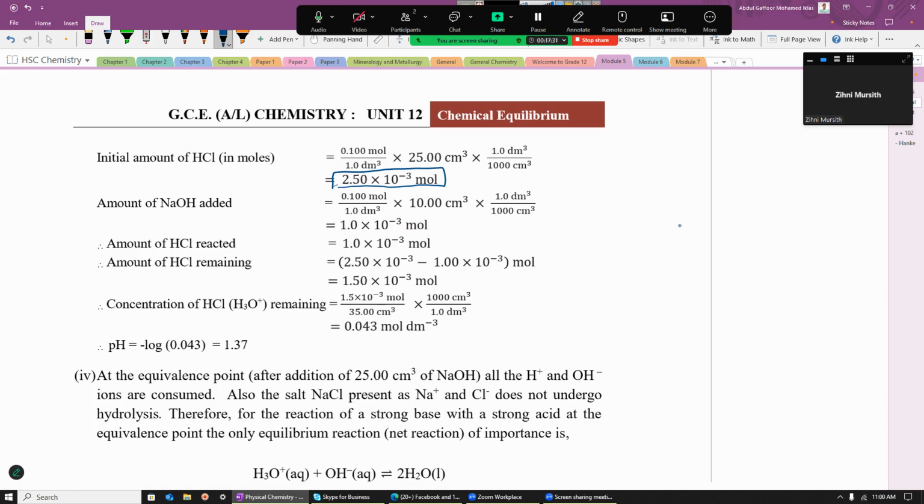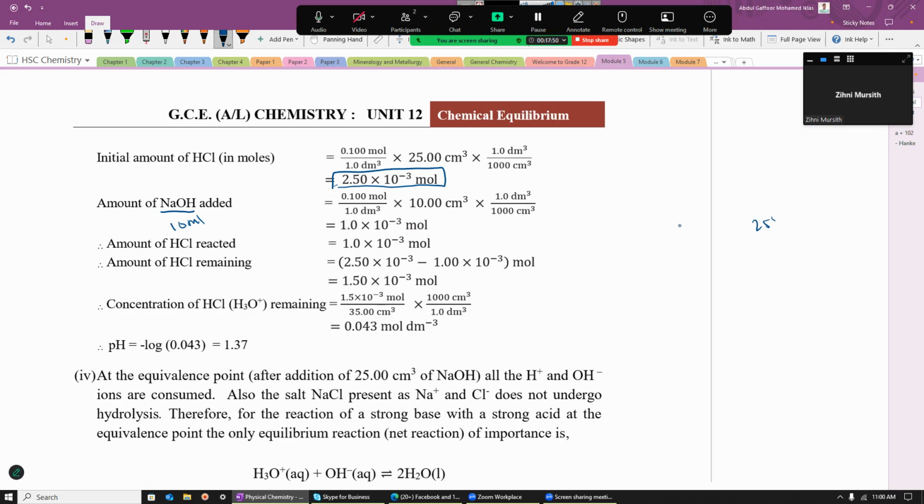Now, okay, we have calculated this for 25 milliliter. But what will be the situation if you add only 10 milliliter of NaOH, right? So let's consider we are adding only 10 milliliter of NaOH.